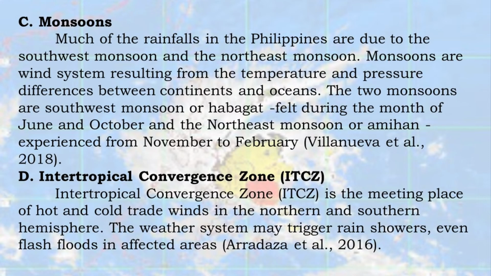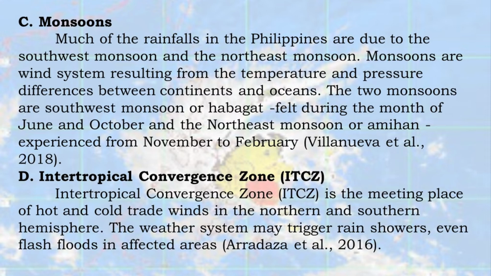Monsoons. Much of the rainfall in the Philippines is due to the southwest monsoon and the northeast monsoon. Monsoons are a wind system resulting from the temperature and pressure differences between continents and oceans. The two monsoons are the southwest monsoon or habagat, felt during the months of June to October, and the northeast monsoon or amihan, experienced from November to February.